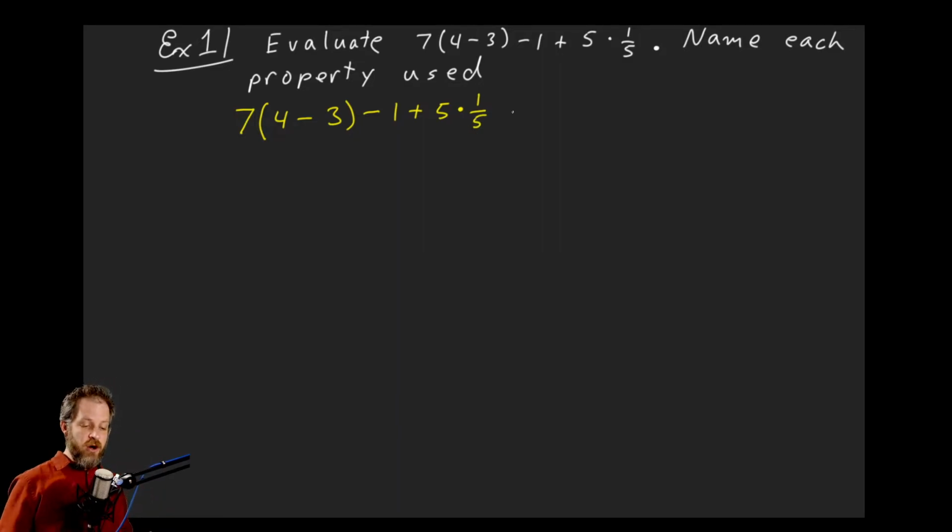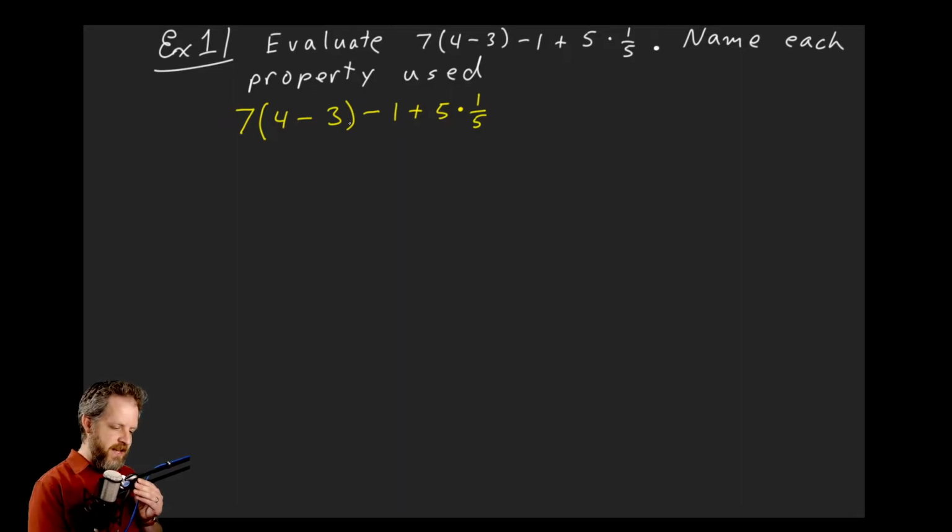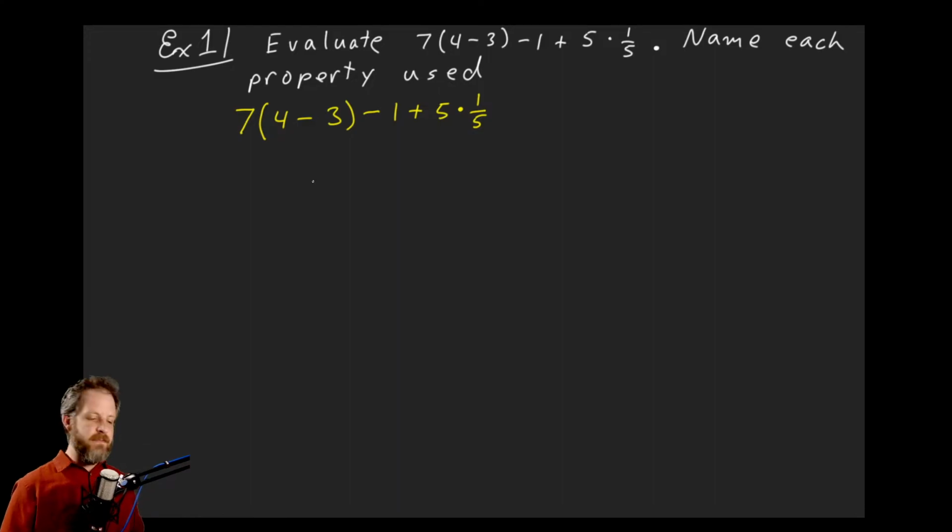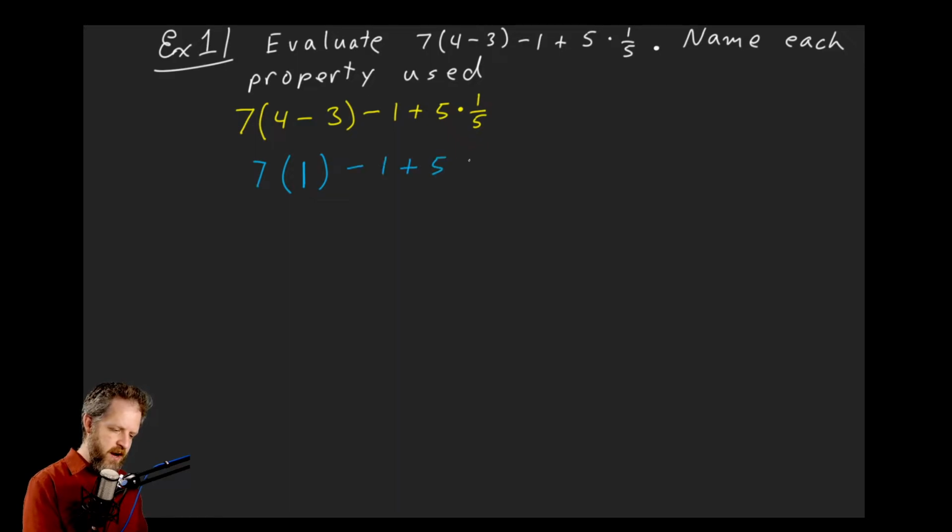So there's the thing. I can see two different places to start. Now, in order of operations, we did parentheses first, so that's probably going to be our best bet. You could also, technically, since it's all out here on its own, do this multiplication step. But we're going to do what's inside the parentheses first. So 4 minus 3 is 1, right? So that's what we're going to change. Minus 1 plus 5 times 1/5.